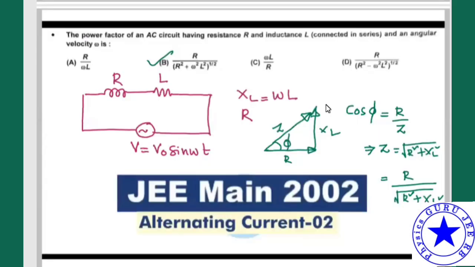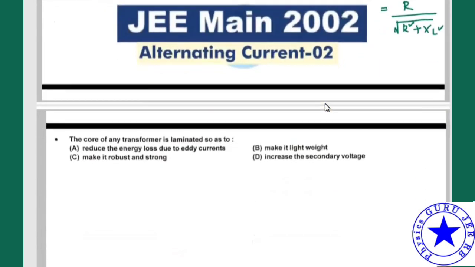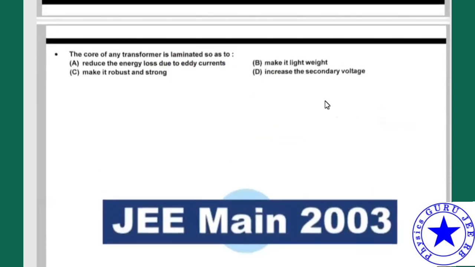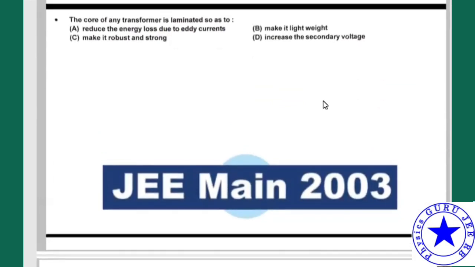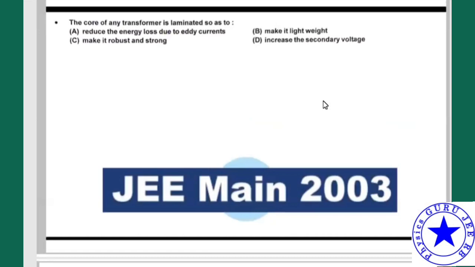Okay, now we'll move to the next question, which is given in JE Mains 2003. It is again based on the transformer. The core of any transformer is laminated so as to reduce the energy loss due to eddy current, or make it lightweight, make it robust and strong, or increase the secondary voltage.